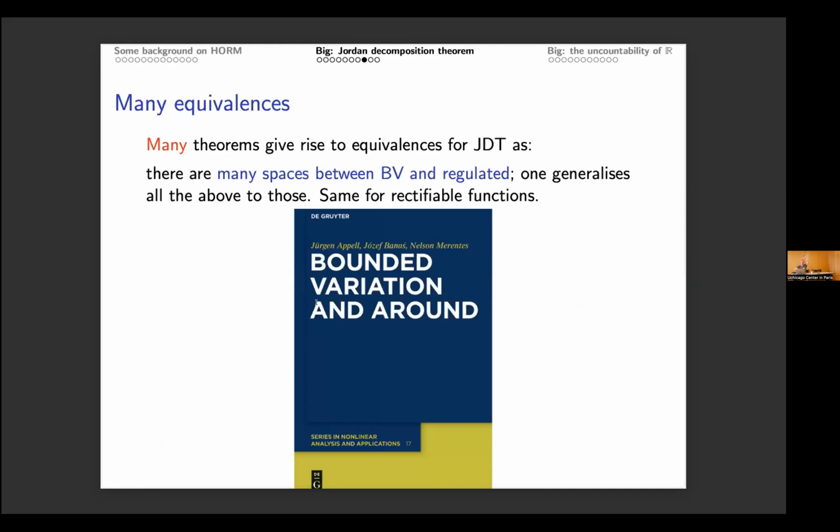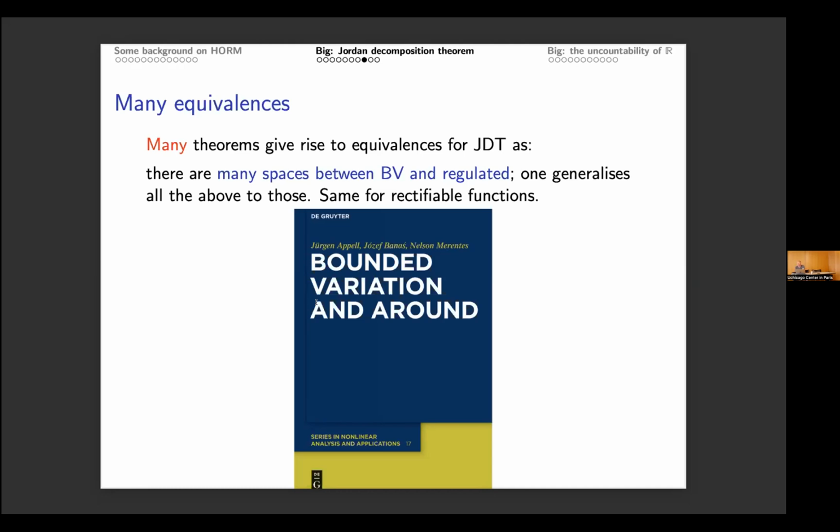Bounded variation is sort of just above continuity, and then there's regulated, and then there's oodles of spaces in between. People write books about that, as you can see. It's a nice book, it's well written. I only found one mistake in one proof somewhere. And the same holds true for rectifiable functions. All the stuff I've said you can do again for all these intermediate spaces. And there is really a huge number of them, and a metric unit that is.